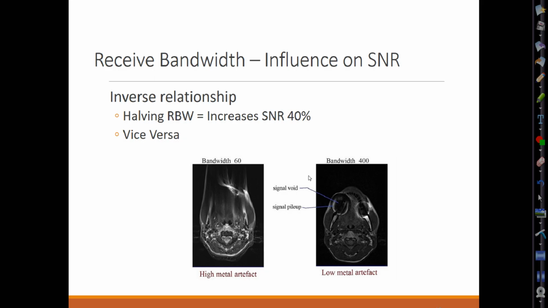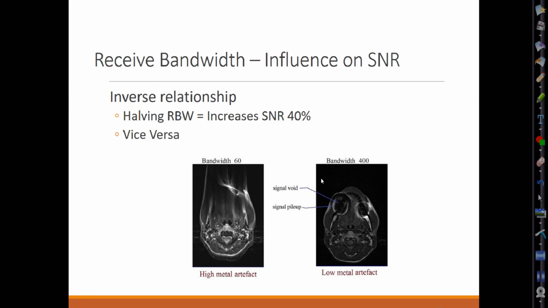If you reduce it or narrow it, you said it increases SNR? It increases SNR. But once again, we get trade-offs. So this image right here is a very narrow receiver bandwidth at 60. You have high signal, but the drawback here is we get a larger metal susceptibility artifact, because you're actually getting more signal from that metal. That can be costly because it creates a larger void of signal that streaks across your image.